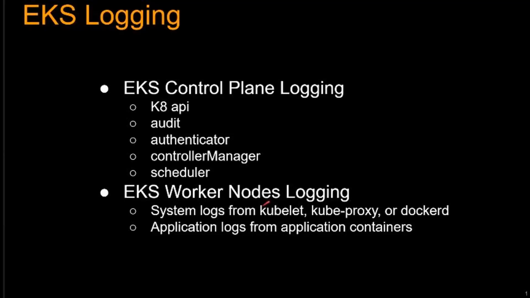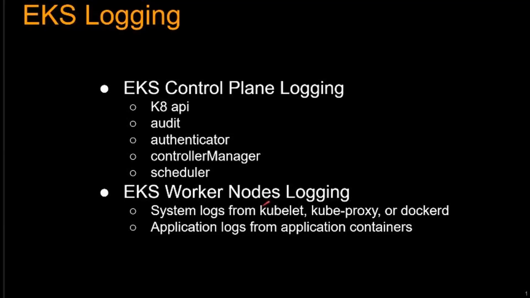And what is that? Anything related to these things is ideally not really used by the applications of the developers. So we may not necessarily be interested that much, but 90% of the time, it's the worker nodes logging that we are interested in. So system logs from kubelet, kube-proxy, or Docker, or in other words, these are the lightweight processes which are helping the EKS coordinate with the master and the worker.